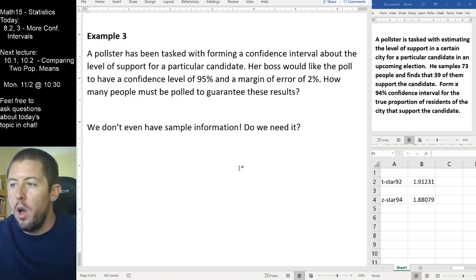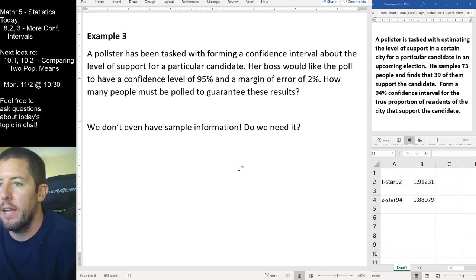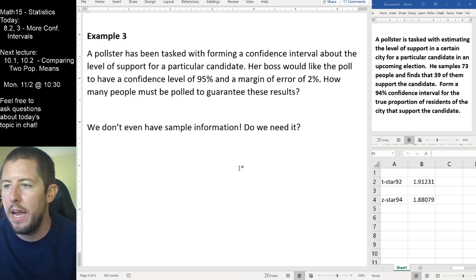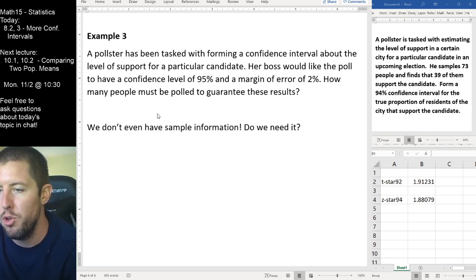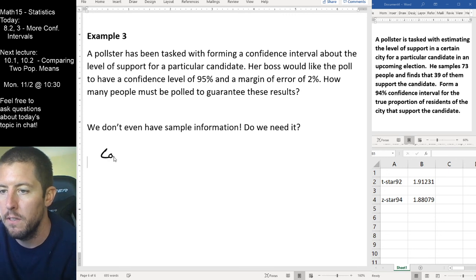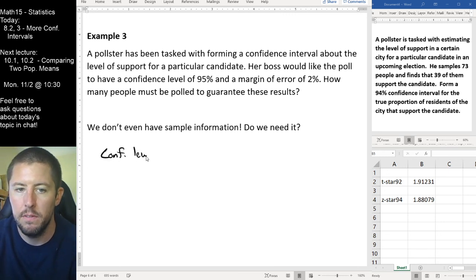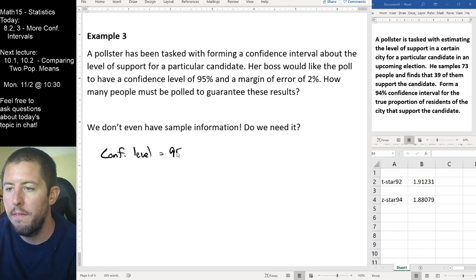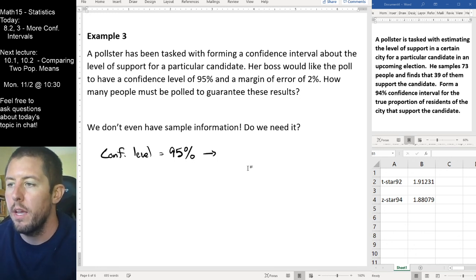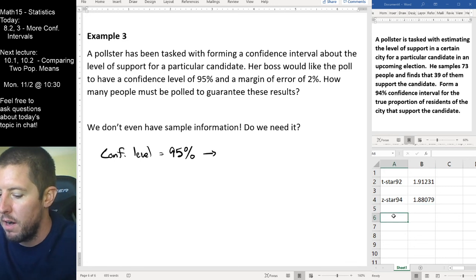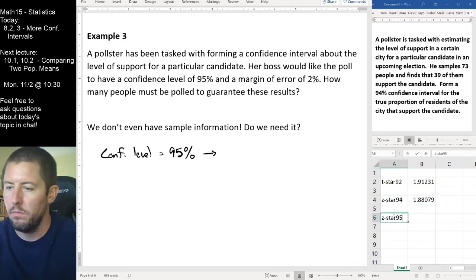So here's where we're at. We have really only been given the fact that we would like to have a confidence level of 95% and a margin of error of 2%. So our confidence level is 95%, and we can go ahead and figure out what our Z star is that goes with 95%.